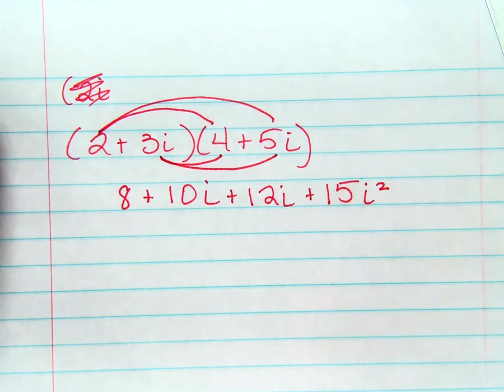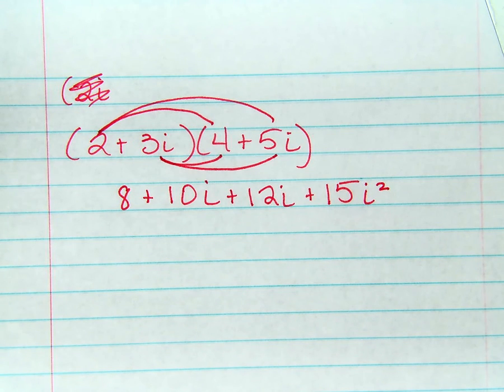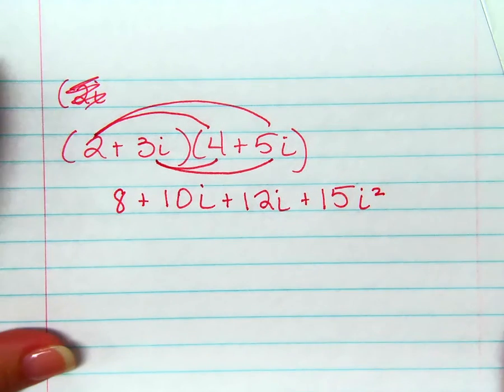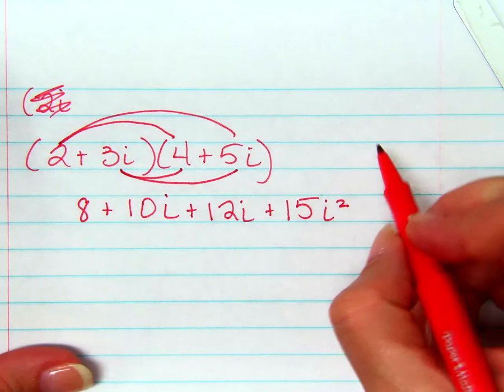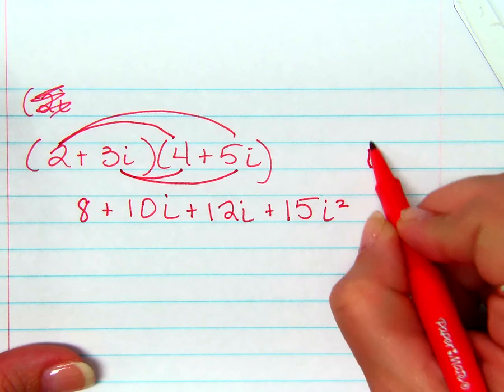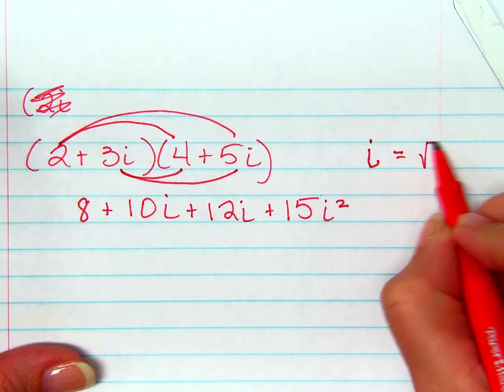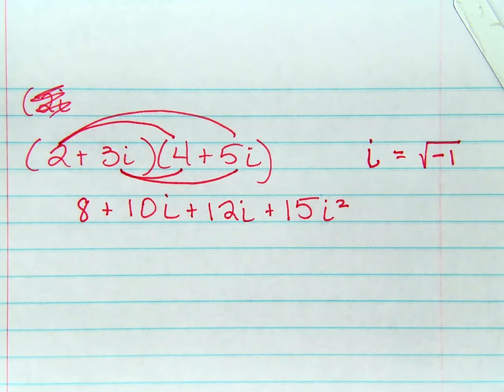15i squared. So we have to have another conversation. Because a second ago, I told you something that was super important. And I said, you've got to know this. You've got to know that i equals the square root of -1. I said that, right? You remember that?